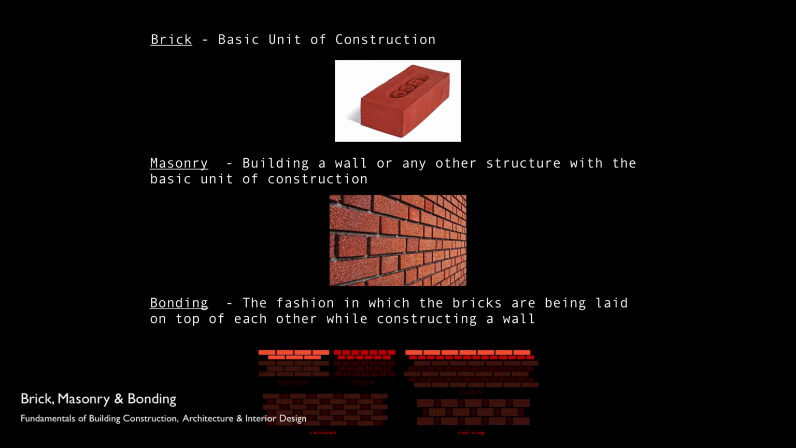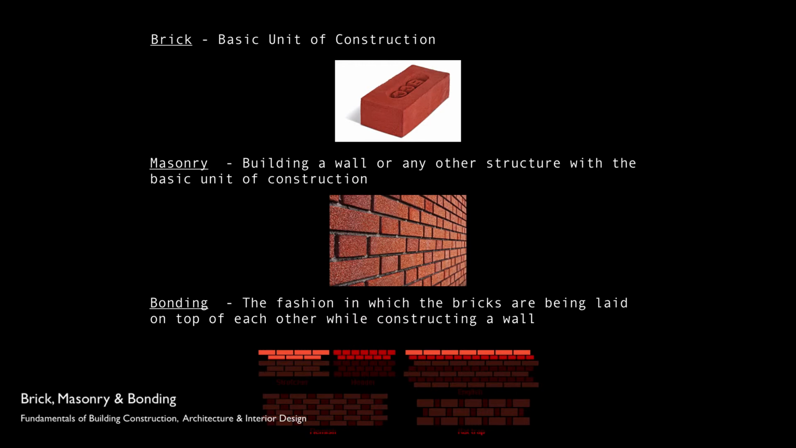Okay, another important keyword is bonding. You will generally come across people saying, okay, I'm using this brick bond, I'm using that brick bond. So before moving on to the types of brick bond, I thought it would be easier if we understand what bonding in itself actually is. So bonding is nothing but the fashion in which the bricks are being overlaid on top of each other while constructing a wall.